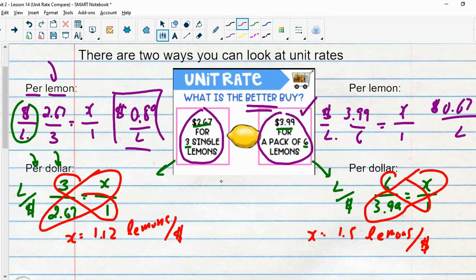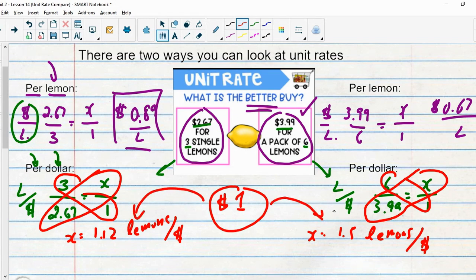Is that clear? Now, having said all that, the question is: which is the better deal? If you spend $1 here, you're going to get 1.12 lemons. Here, you're going to get 1.5 lemons. Which is the better deal? It's still this one.